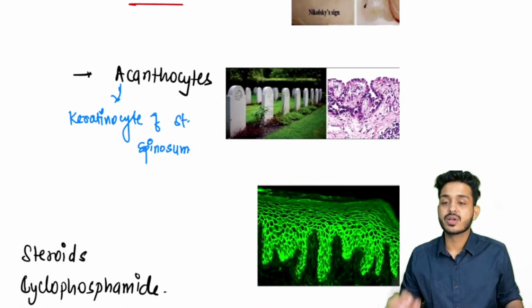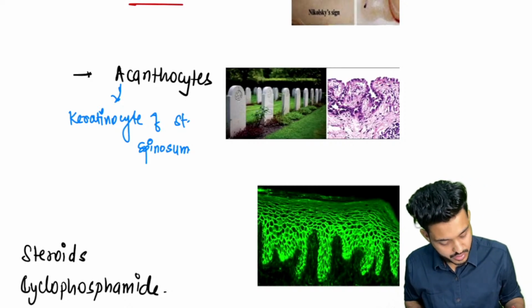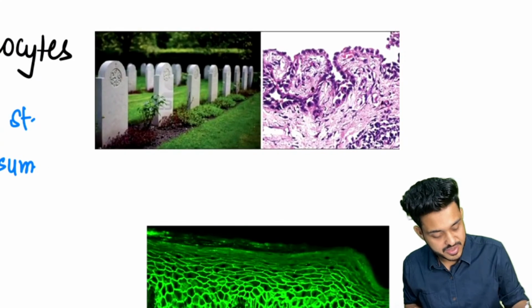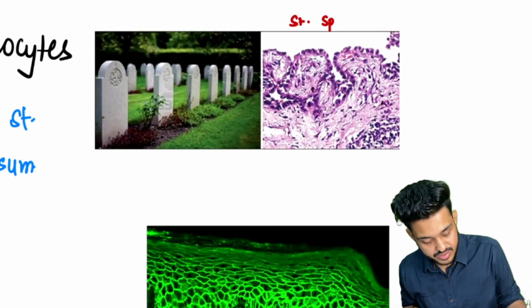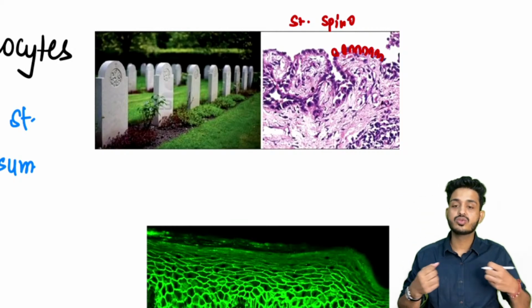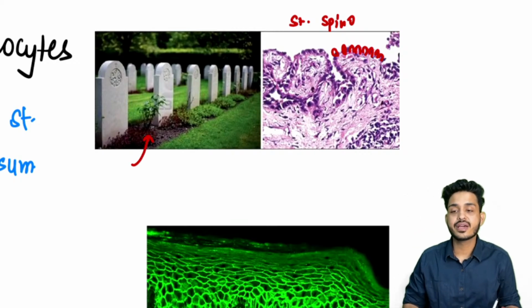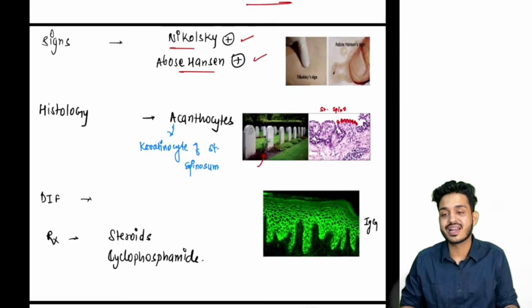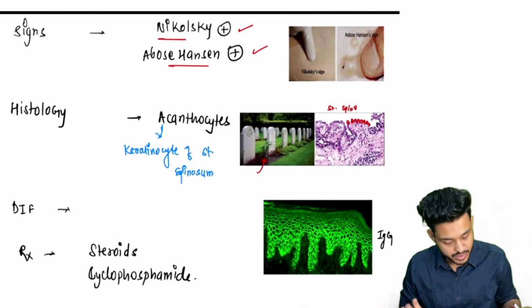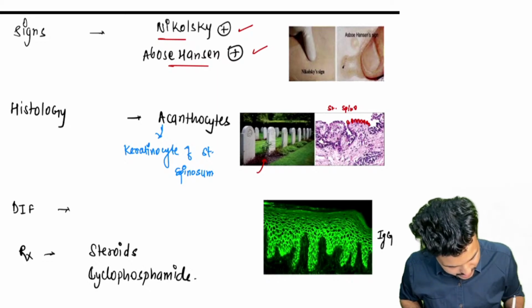Row of tombstone appearance I have told you, because this is the stratum spinosum. Now what will happen, there will be formation of acanthocytes. They have moved far apart, and because of that their appearance looks like a row of tombstone appearance.